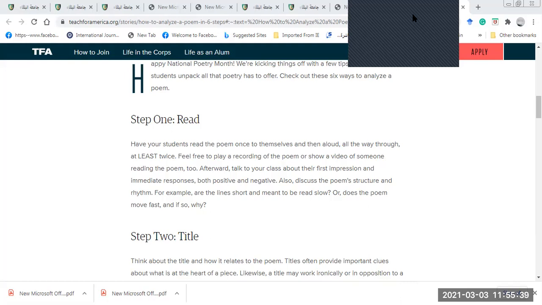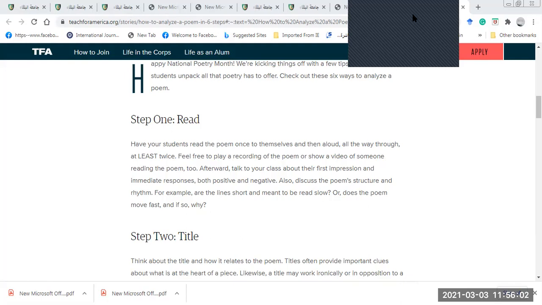The second thing that you have to start with: what is the impression of the poem that I have after reading the poem? Sometimes the impression could be positive and sometimes negative. Here you have to discuss why you have this positive or negative impression.